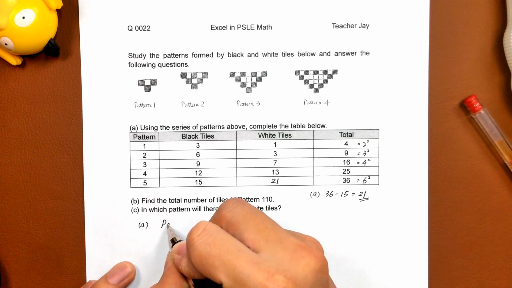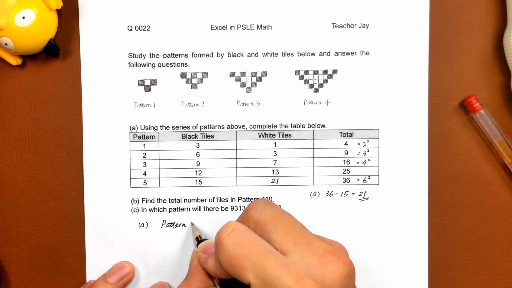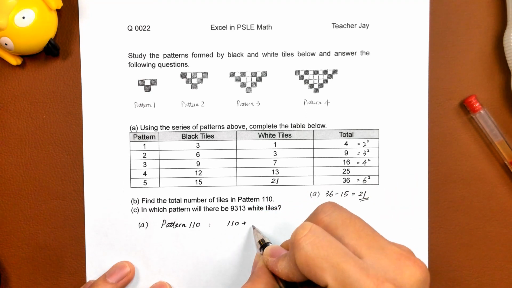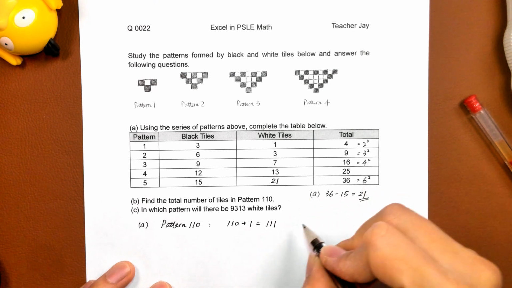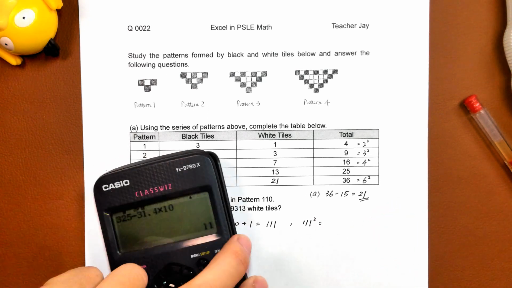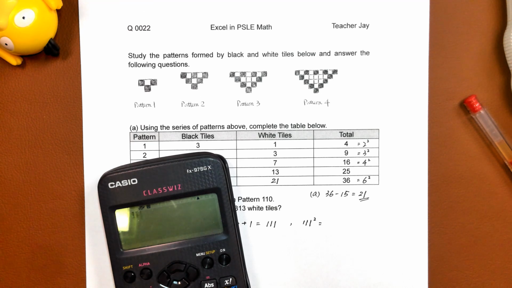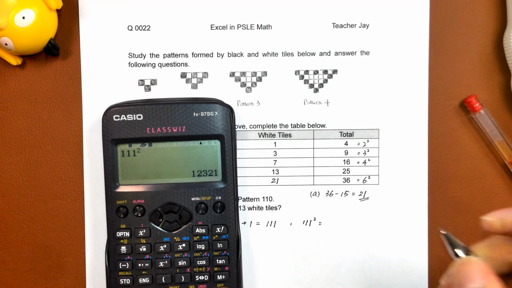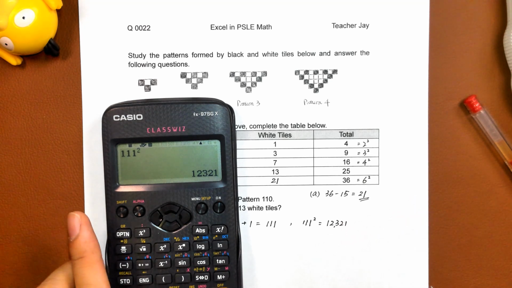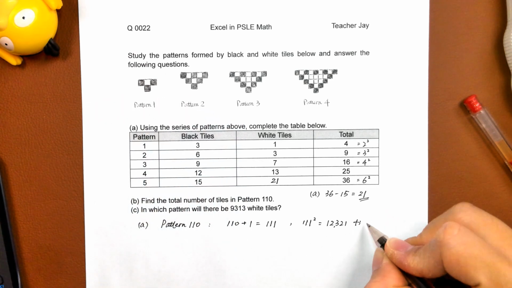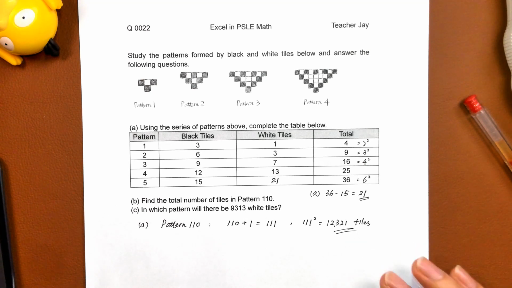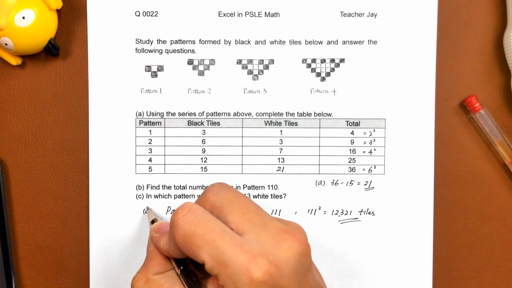So pattern 110. 110 plus 1 equals 111. And 111 to the power of 2. We use the calculator to do 111 squared: 1, 2, 3, 2, 1. 12,321 tiles. Okay, this is the answer to part B.